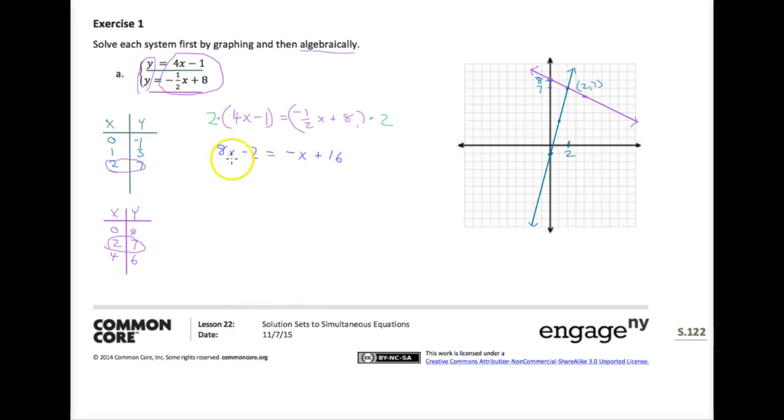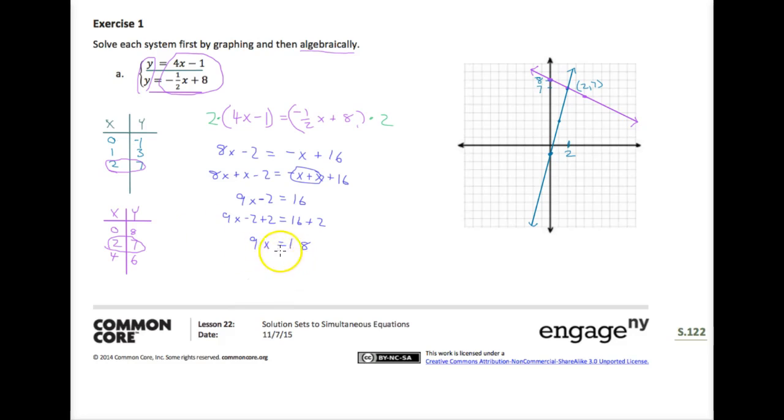All right, I'm going to combine my like terms. I need to get this x over here, so we're going to say 8x plus x minus 2 equals -x plus x plus 16. Notice here's my 0. We can get rid of that, and we have 9x minus 2 equals 16. I need to add 2 to both sides. 9x minus 2 plus 2 equals 16 plus 2. 9x equals 18.